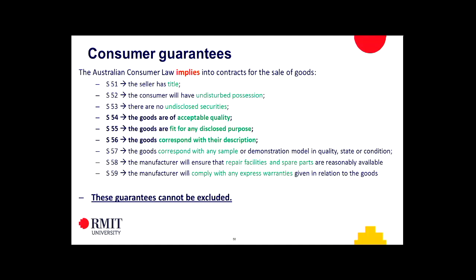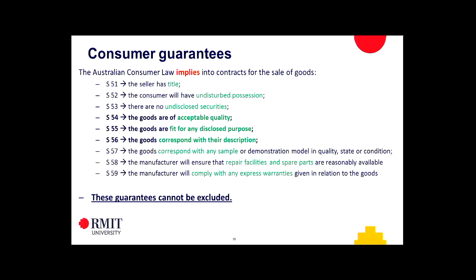Section 57, the goods must correspond with any sample. You know when you pick up a tile, maybe from Bunnings, or a carpet swatch, or even a paint swatch? If you then go back and order the rest of the carpet, and you find out it's not of the same thread count or quality, that's what we mean by it's not corresponding with the sample. So you should be able to rectify that under consumer law.